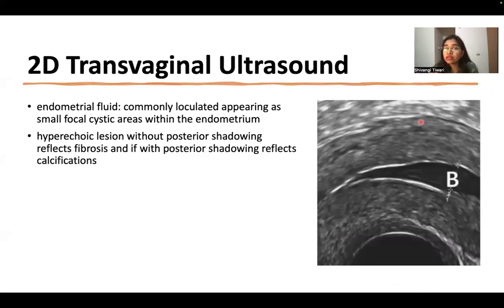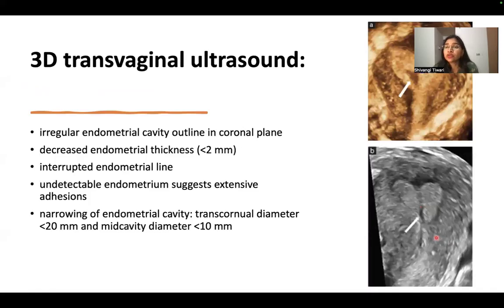Then what we can find is endometrial fluid in the endometrial cavity, commonly loculated, appearing as small focal cystic areas within the endometrium. Sometimes we find a hyperechoic lesion without posterior shadowing that reflects fibrosis, and if with posterior shadowing, it reflects calcifications. Next comes the role of 3D transvaginal ultrasound.